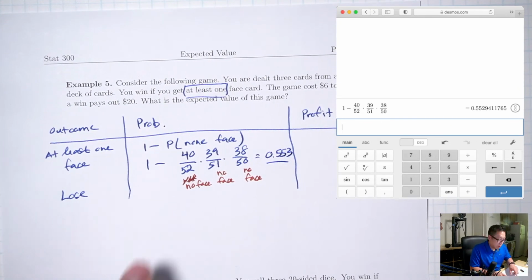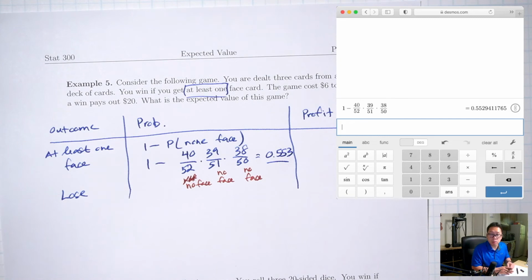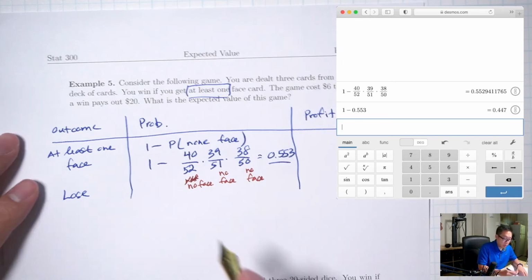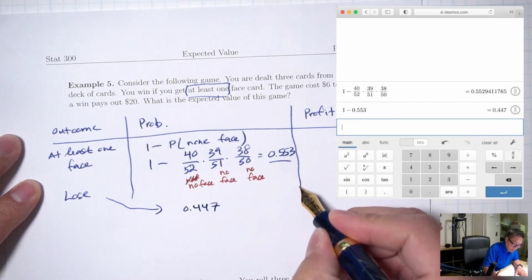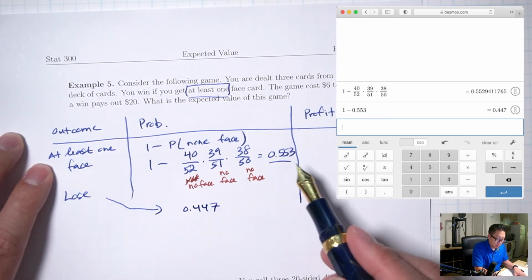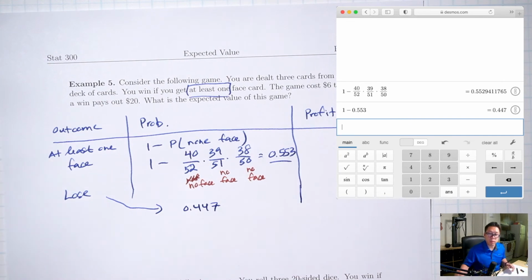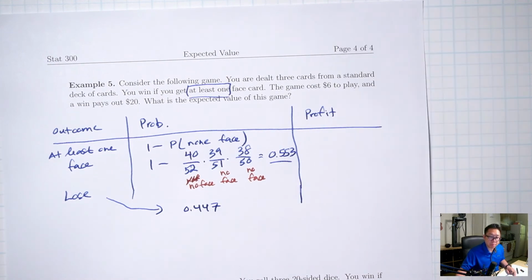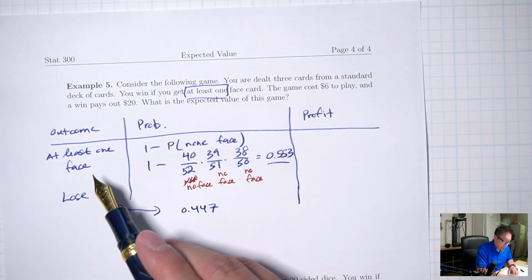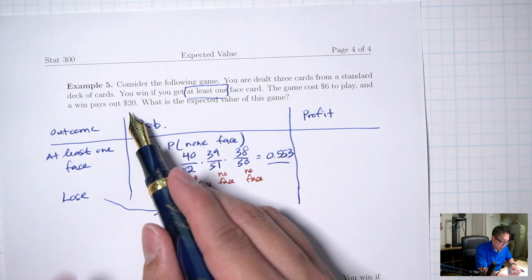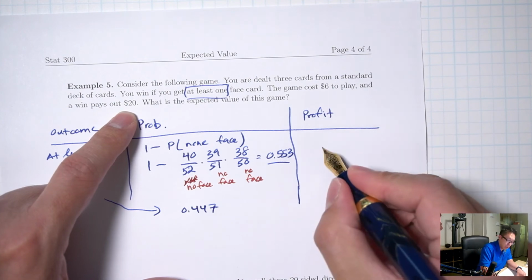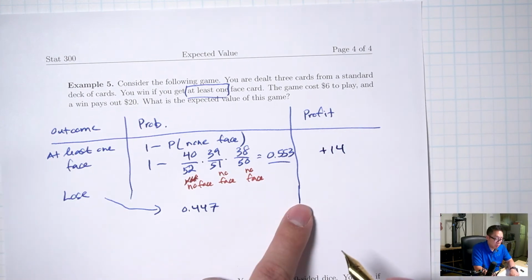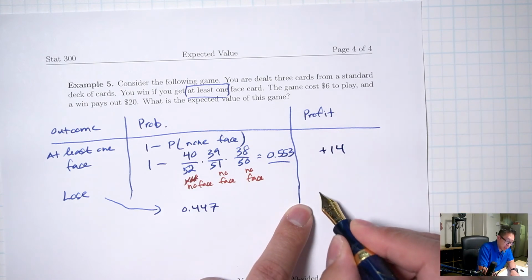Now, the missing lose, just do 1 minus 0.553. And that's 0.447. All right, so the at least one face is 0.553. The lose is 0.447. And now let's talk about the profit. If you get at least one face, you win and you get $20, but then you have to subtract off what you paid to play, which was 6. So 20 minus 6 is a plus 14. If you lose, the $6 that you paid to play, so you're down 6.